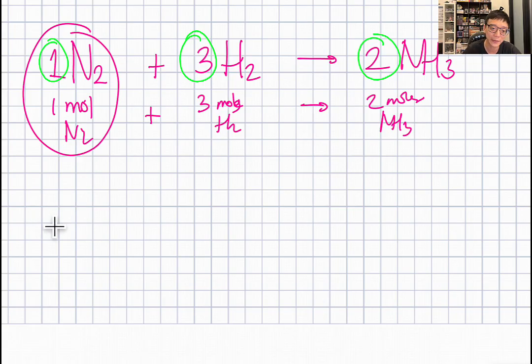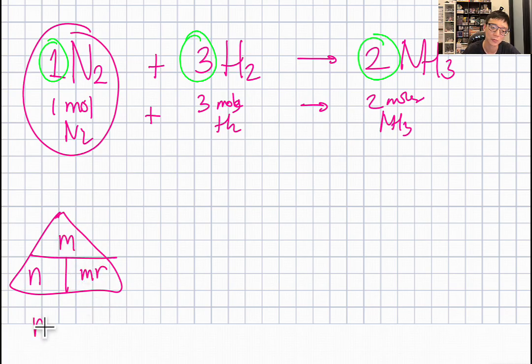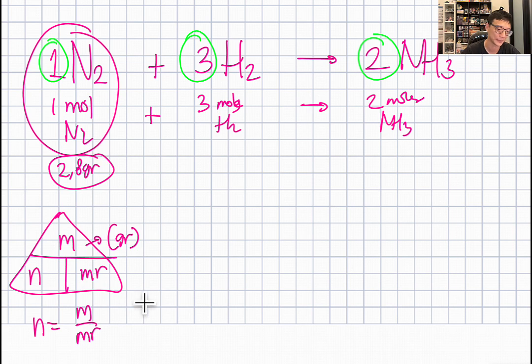In order to find the mole, we can use this triangle: mole is equal to mass divided by molecular mass. So mole equals the mass divided by the molecular mass, and the mass should be in grams. Let's say now that we have the mass of nitrogen as 2.8 grams. If you have the mass, you can find the mole.